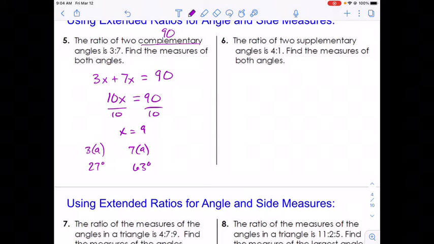We can always check it by doing 27 plus 63 and seeing if those add up to equal 90, and they should. Okay, so those are our two answers. So let's look at the next one.